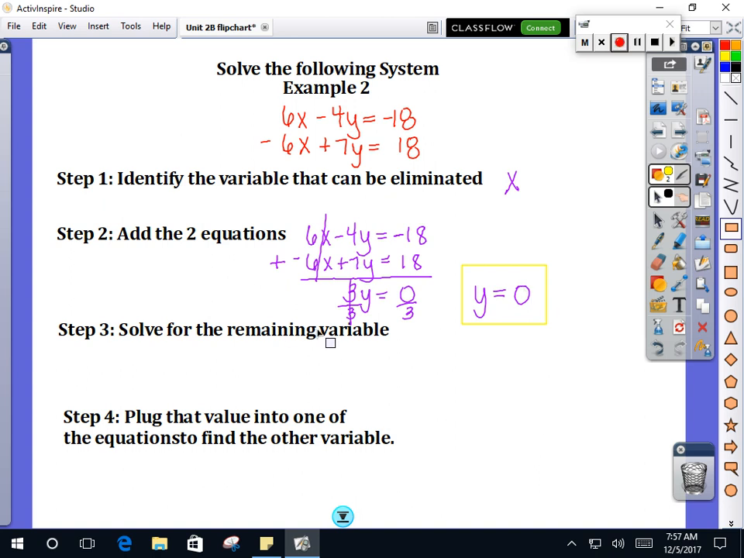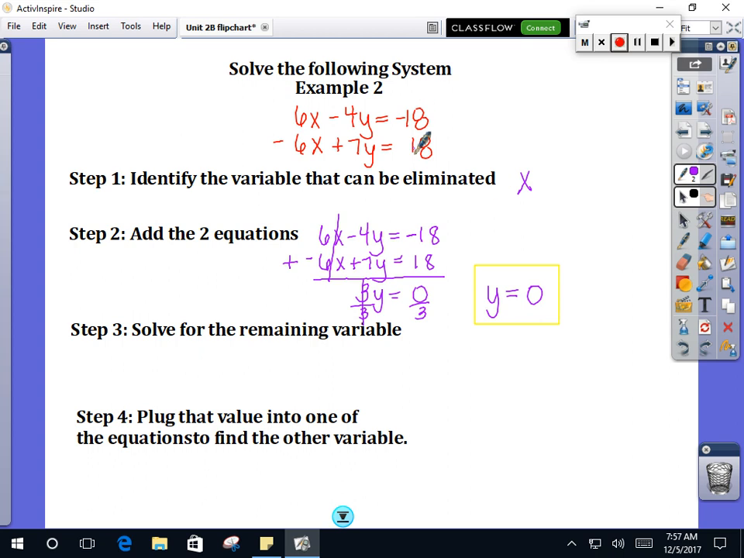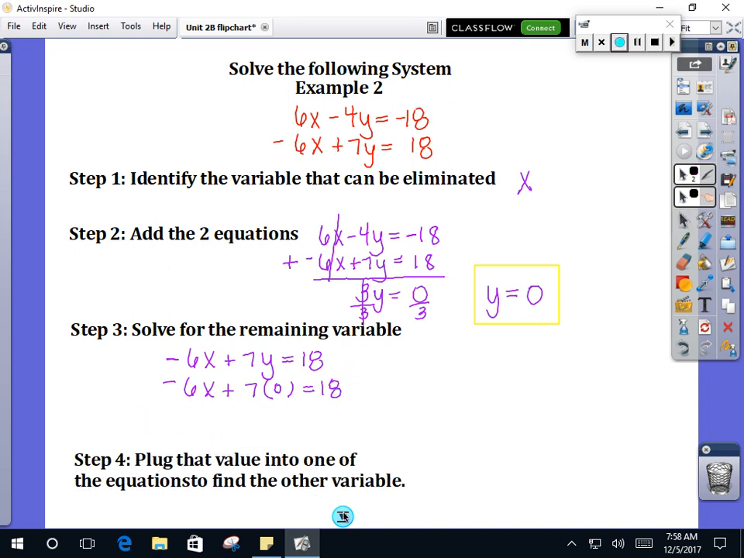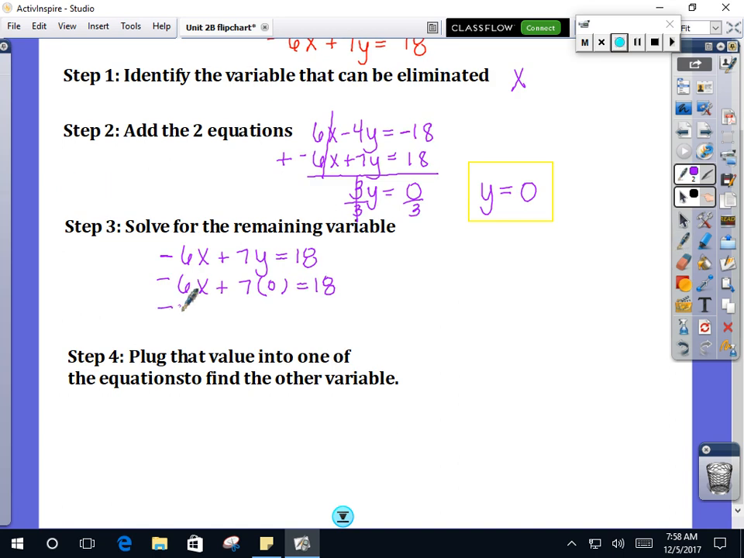Okay, to solve for the remaining variable, which is going to be the x this time, you're going to take either equation, it doesn't matter which. I'll just pick the bottom one this time, negative 6x plus 7y equals 18. But in the place of y, we now know that it equals 0. So that becomes negative 6x plus 7 times 0 equals 18. Then that will become negative 6x. 7 times 0 is 0, so that just cancels out, and you can just write equals 18. We now divide by negative 6 to cancel it out and get x by itself. And then we divide by negative 6 on this side, and that gives us x equals negative 3.